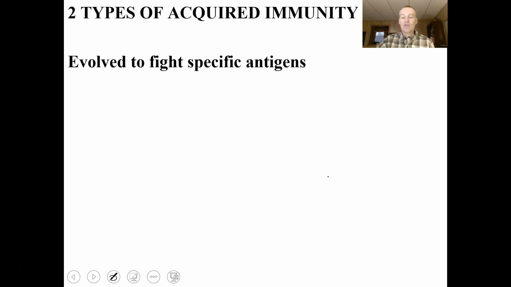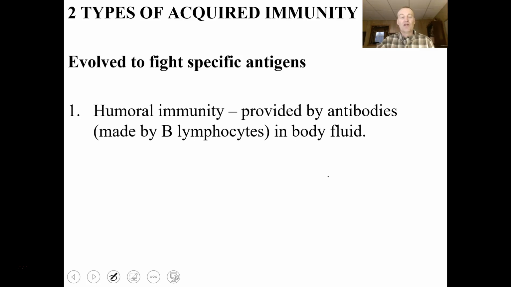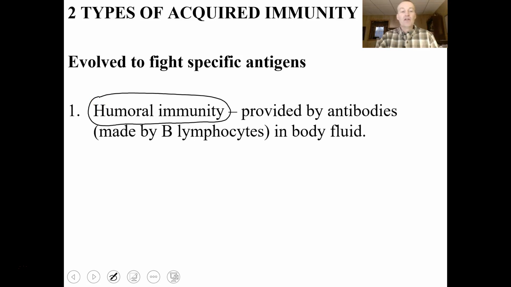So we do have two types of acquired immunity. These have evolved to help us to fight very specific antigens and things that are dangerous in our local environment. And the first one is called humoral immunity. Humoral immunity is going to provide immunity by producing antibodies. These are little disease-fighting proteins that your plasma cells, which are the B cells that have been activated, are going to make. So this humoral immunity is going to be made by B lymphocytes.